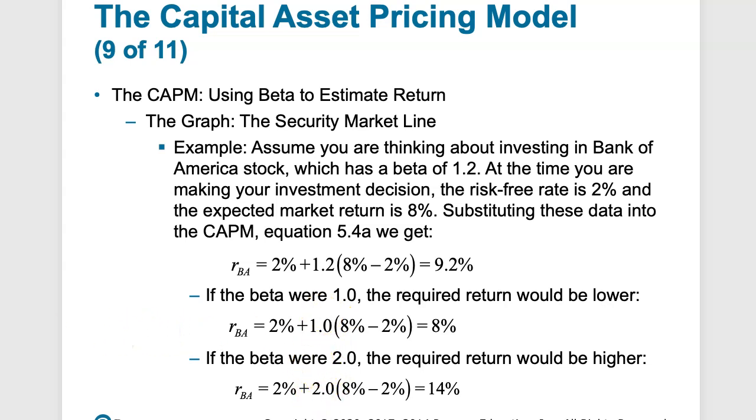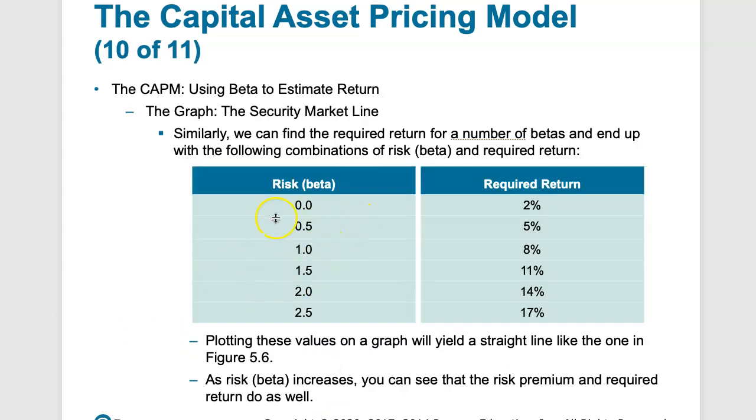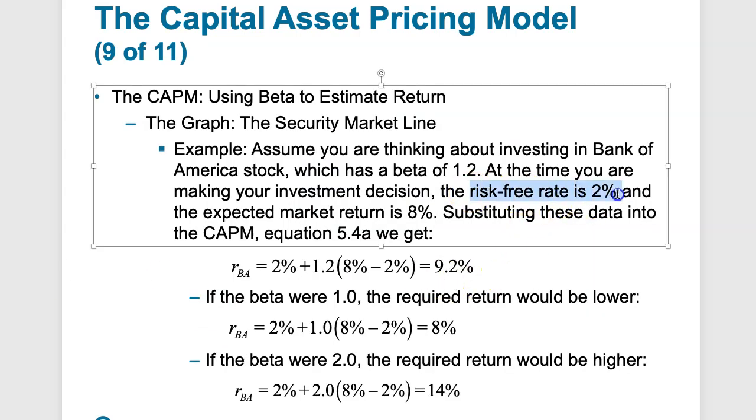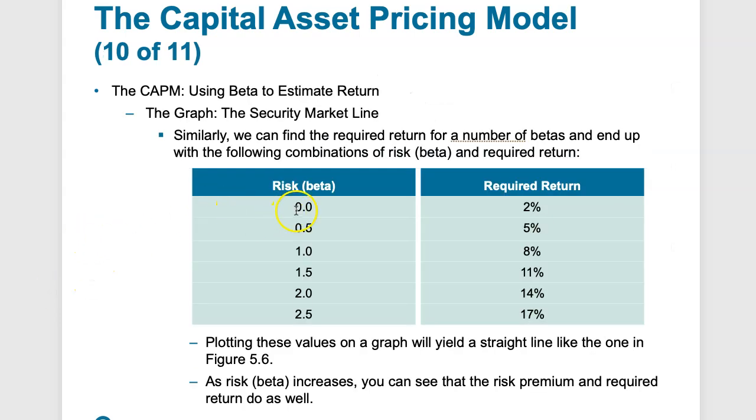So let's just go over here. Here would be the beta and then the required return. We're going to graph these later. If the beta was 0, the required return would be 2%. Why is it 2%? Because that is the risk-free rate. If the beta is absolutely 0, then we should just get the risk-free rate.